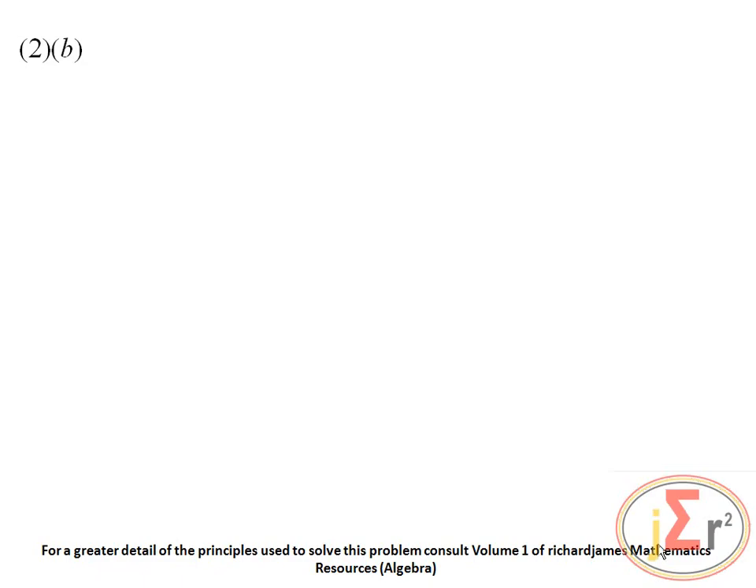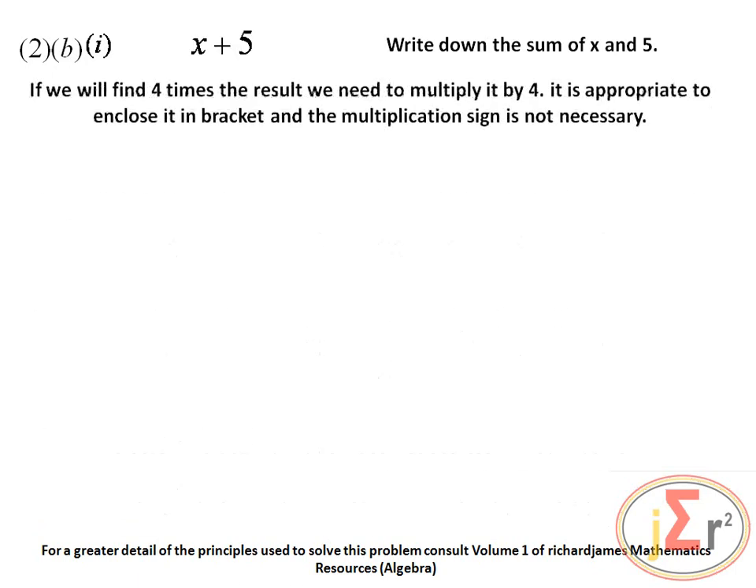We will convert 2 regular statements to their algebraic representations. 4 times the sum of x and 5. Write down the sum of x and 5. If we will find 4 times the result, we will multiply this result by 4. It is appropriate to enclose the result in brackets, and the multiplication sign is not necessary. So that is 4 times the sum of x and 5.